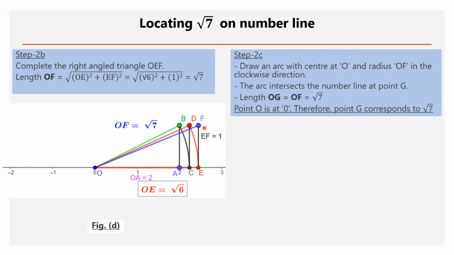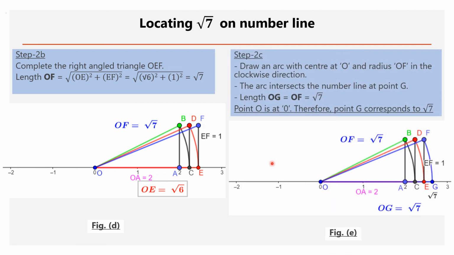Now what to do? We already know. We draw an arc with center at O and radius OF. Arc is drawn in the clockwise direction, intersecting the number line at point G. OG is equal to OF is equal to square root 7. As O is at 0, the point G corresponds to square root 7. So we have completed marking of square root 7 on the number line.